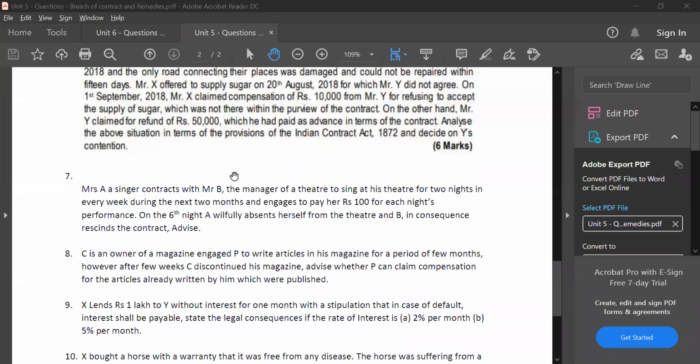Mr. A is a singer. Singer contracts with Mr. B, the manager of a theatre, to sing at his theatre for 2 nights in every week during the next 2 months, and engages to pay her 1,000 for each night's performance. On the 6th day, A willfully absents herself from the theatre, and B, in consequence, resigns the contract. Advice. So answer, guys.